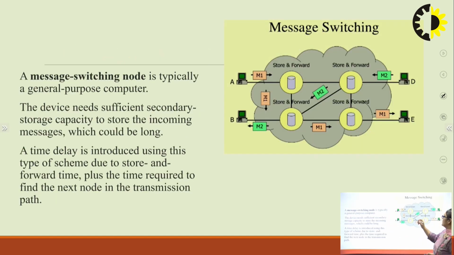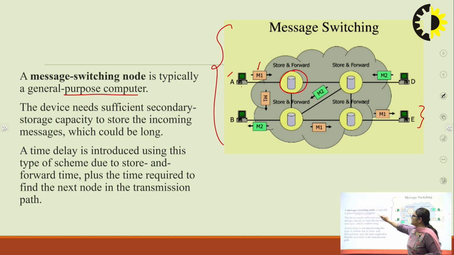So this is an example layout of message switching, in which we have 1, 2, 3, 4 end systems. If device A has to send data to device E, then first device A will generate the message and append the address of the destination to that message. Then that message will be transmitted to the next intermediate connected node, which is known as a message switching node, typically a general purpose computer system.